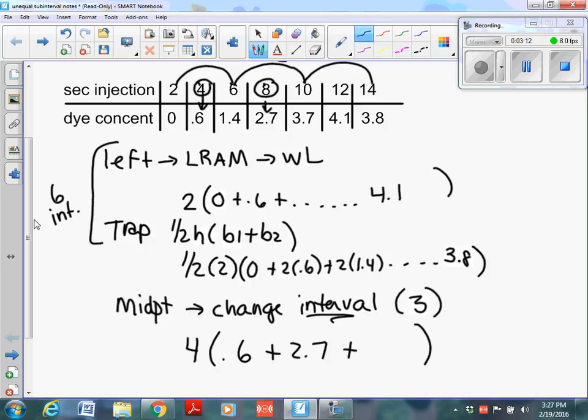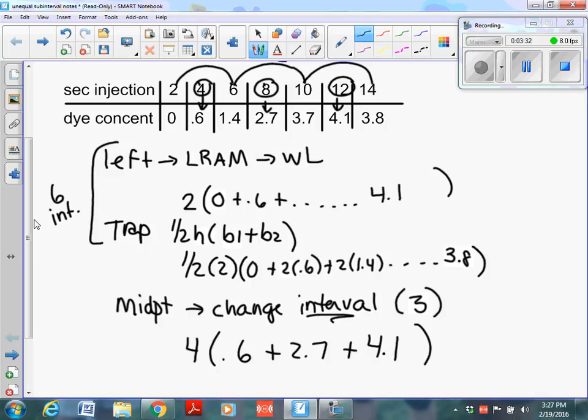And then the last interval is between 10 and 14. What's half of 10 and 14? Right in between is 12. You look down at the y value, it's 4.1. So if you change the interval, you can do the midpoint. You can't do it if it's 6 intervals, but you can do it if it's 3 intervals. Just to keep in mind.